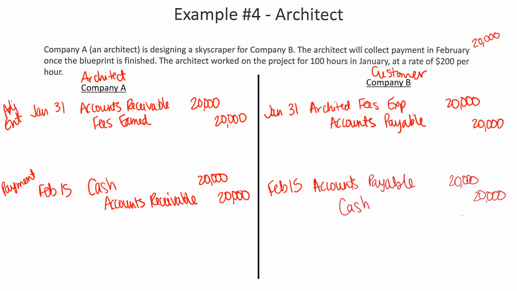This keeps happening. But anyway, so they will debit accounts payable and credit cash for $20,000.